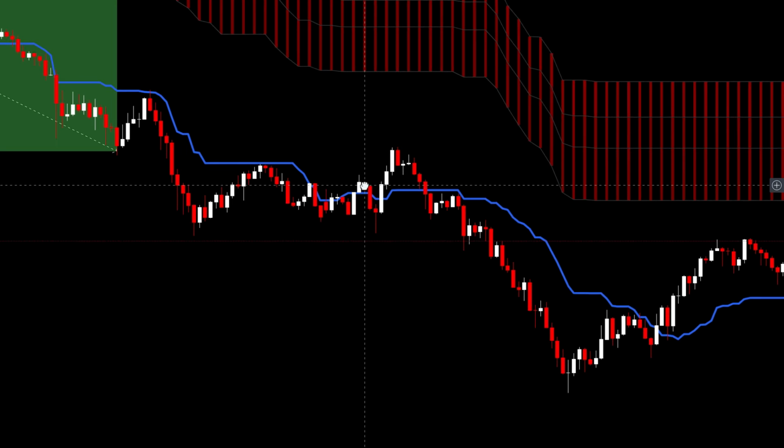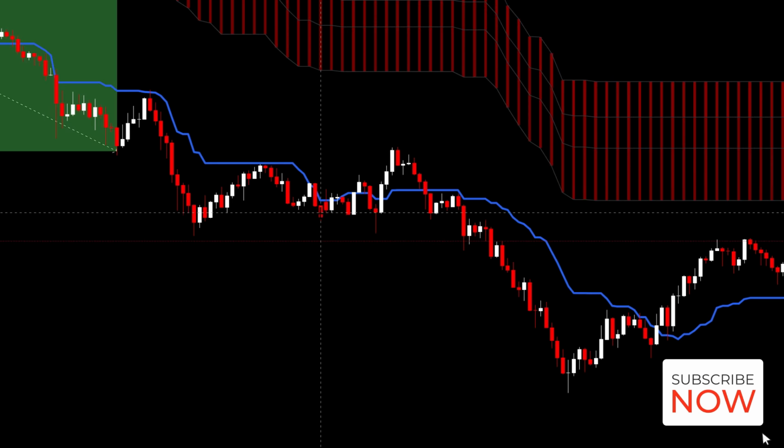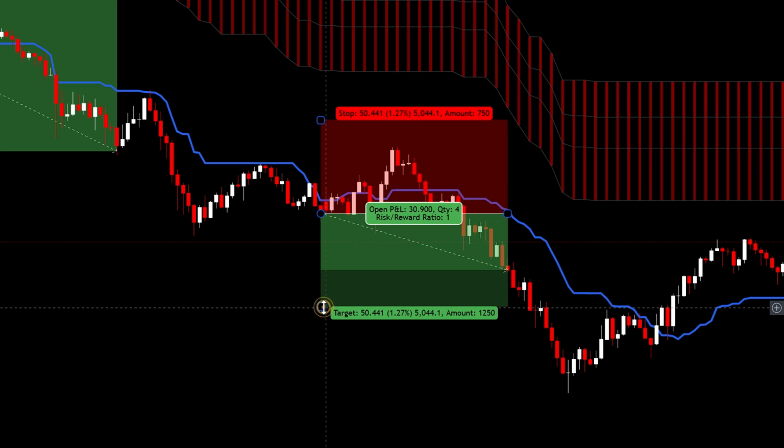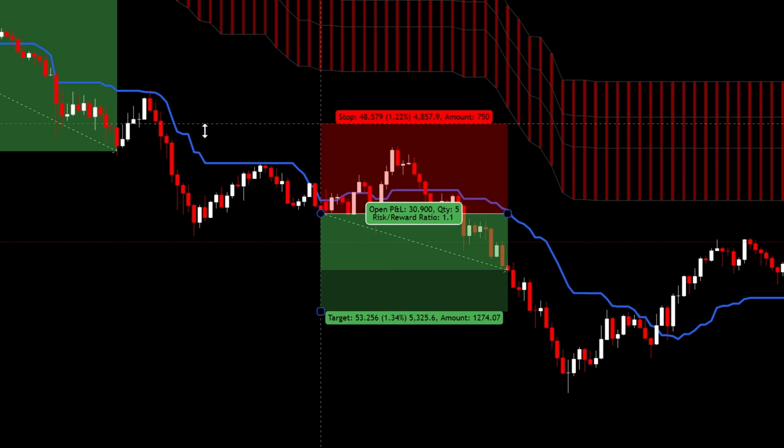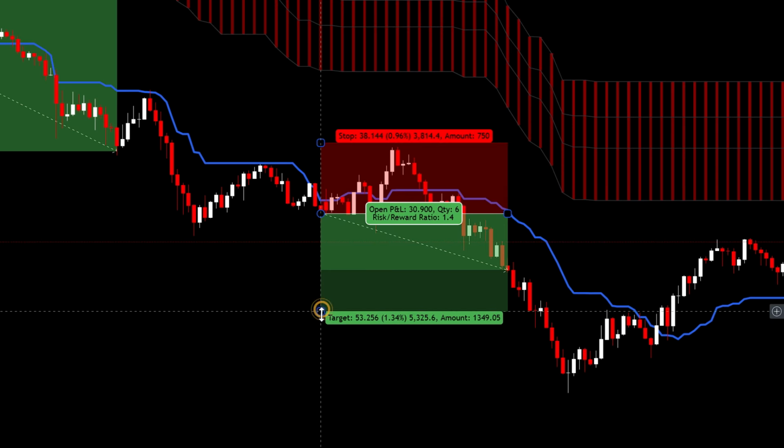The brilliance here is simplicity. You're following a structure, not guessing. Emotional reactions vanish because your rules define the entry. It's the structure filter that ensures consistency.